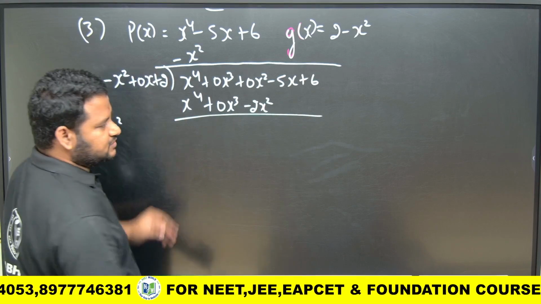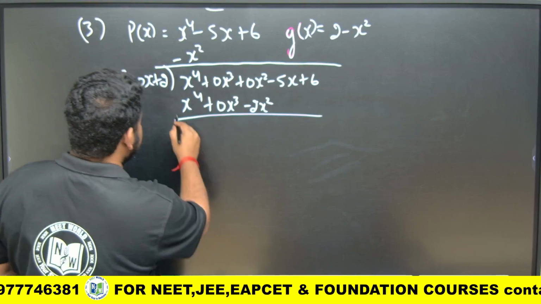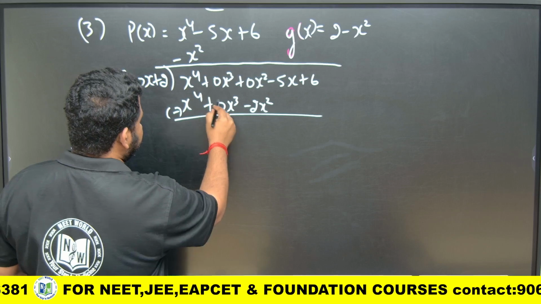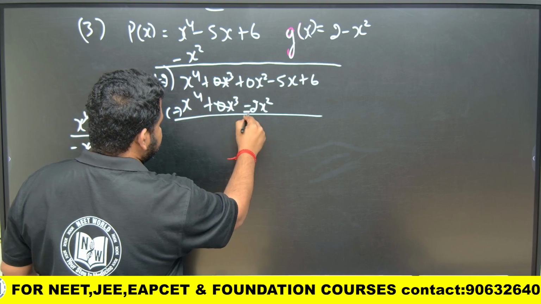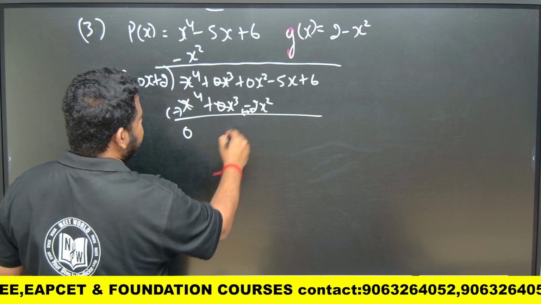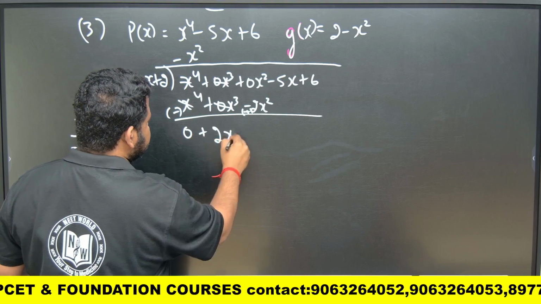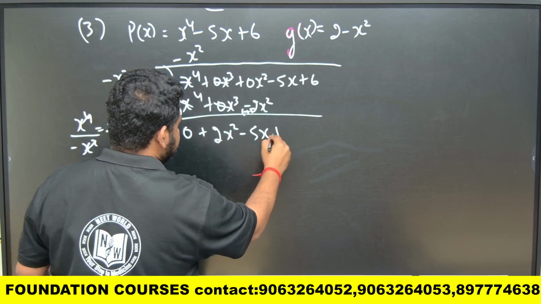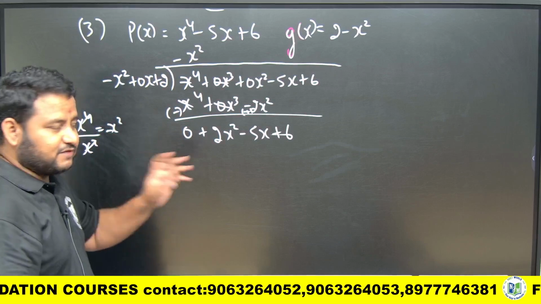Now if I subtract this, what will I get? x to the power of 4 cancels, 0x cube cancels, and minus minus becomes plus. This will be plus 2x square minus 5x plus 6.